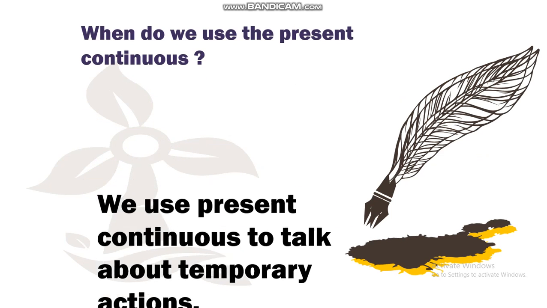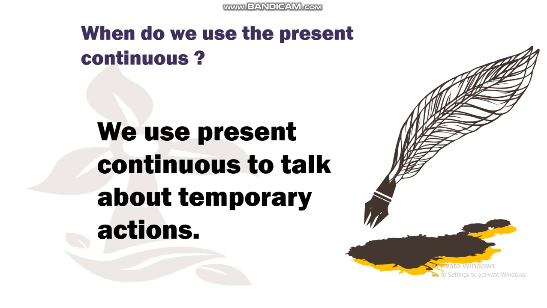Another use. So we use the present continuous to talk about temporary actions. What is the meaning of a temporary action? It means that there's something that I usually do in my daily routine, but this time I'm having an exception. I'm doing something else. Like, for example, I usually drink coffee in the morning, so that's a daily routine. But today, okay, I'm drinking tea. Okay, so that's an exception. I don't usually drink tea, but this time I'm drinking tea.